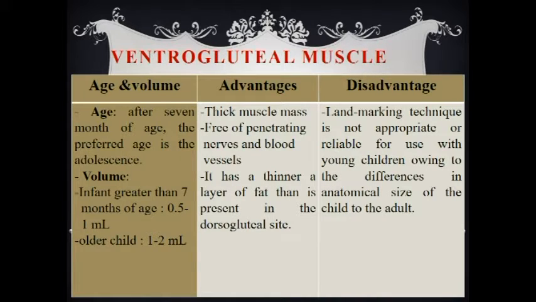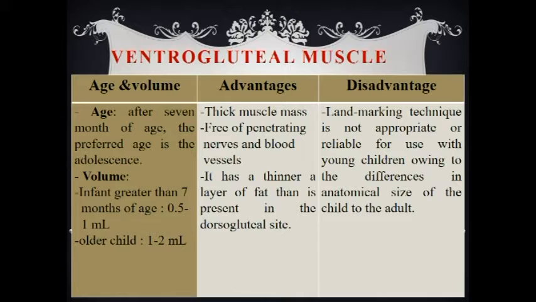The fourth muscle is ventrogluteal. The recommended age: after 7 months of age, and the preferred age is adolescence. The volume for infants greater than 7 months of age 0.5 to 1 milliliter. Older child 1 to 2 milliliters.